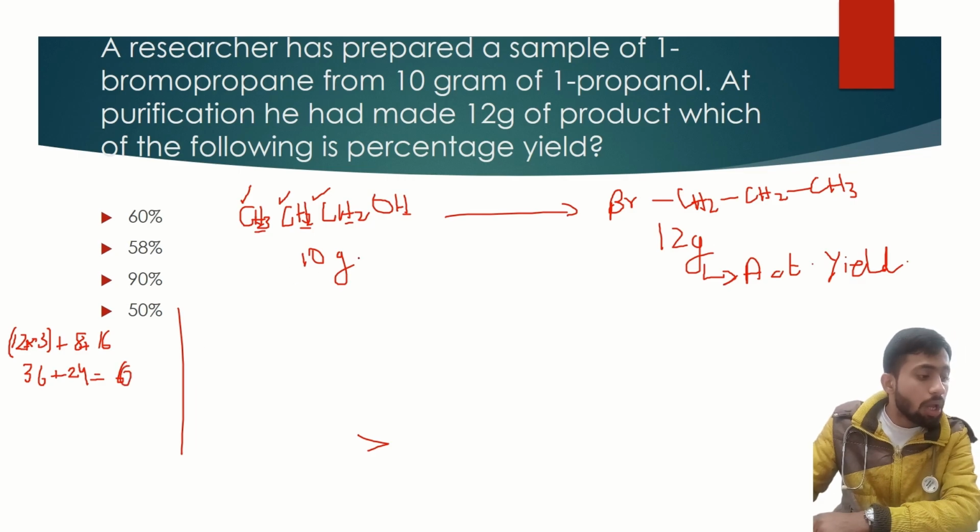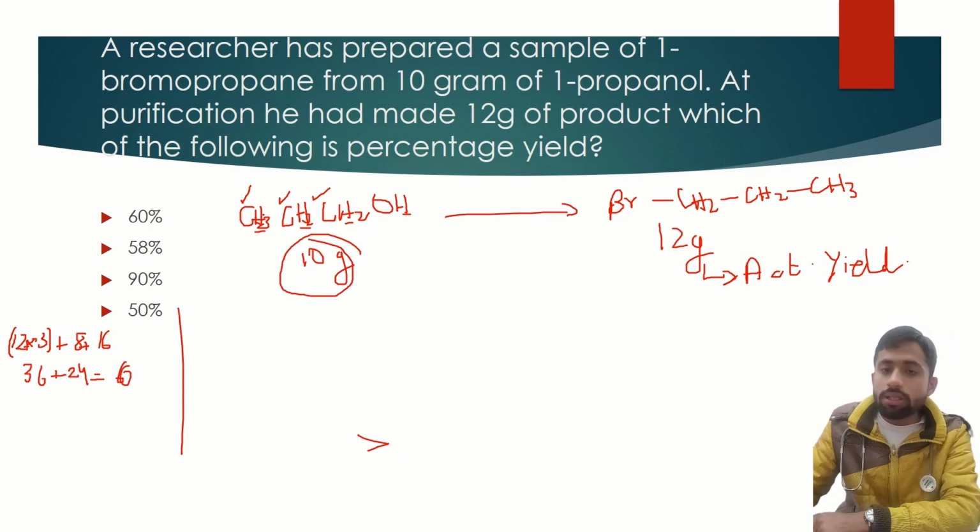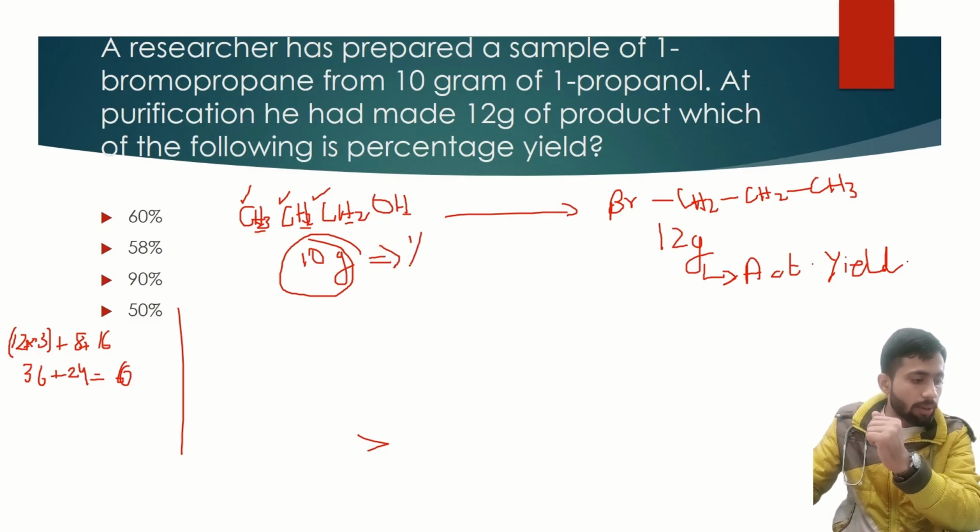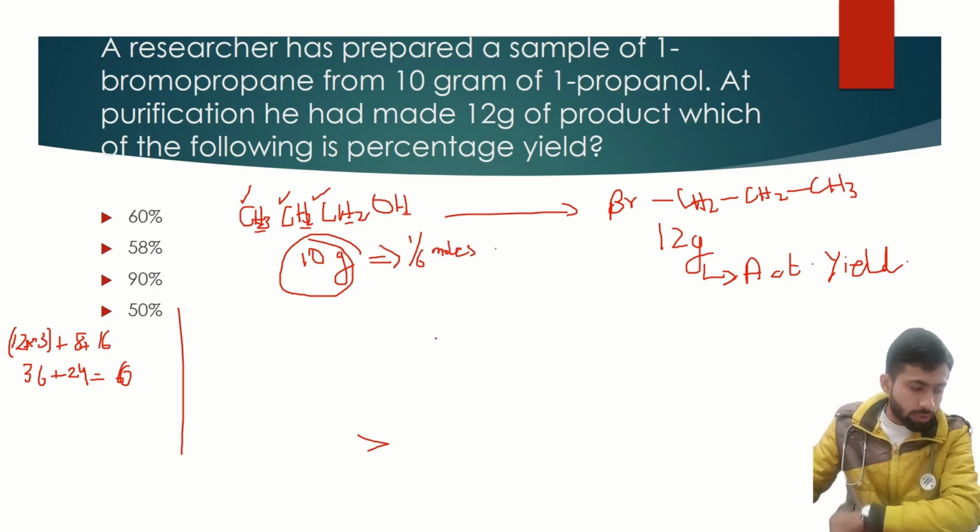60 grams per mole. Okay, let's find out the moles. Moles is equal to mass in gram divided by molar mass. 10 by 60, which is equal to 1 by 6 moles. Okay. Now let's take the ratios.